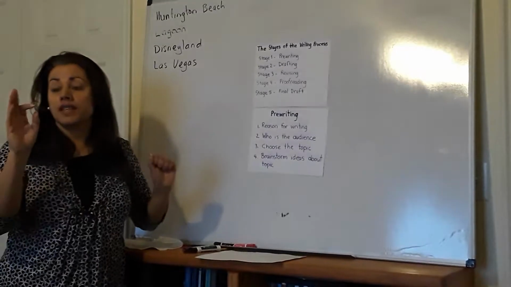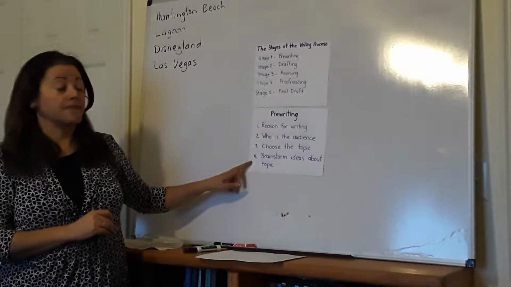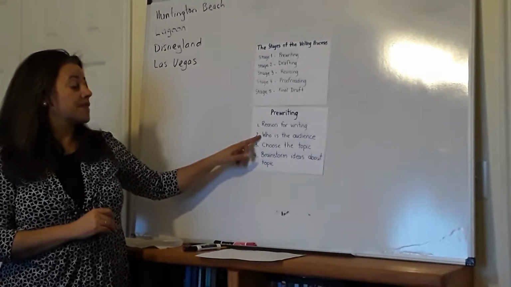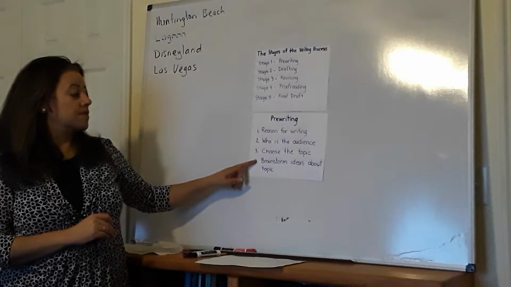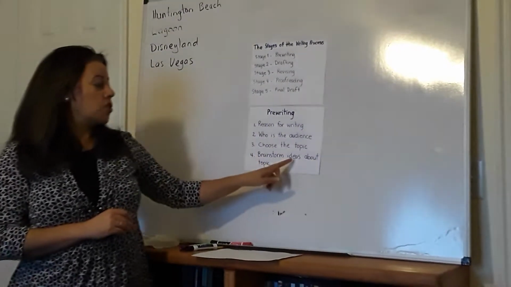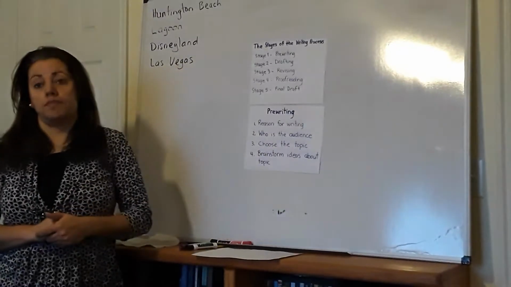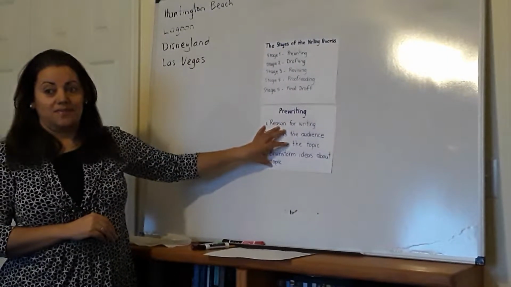And can I have you please read that for me? Reason for writing. Who is the audience? Choose the topic. Brainstorm ideas about the topic. So, we're going to practice this, okay?